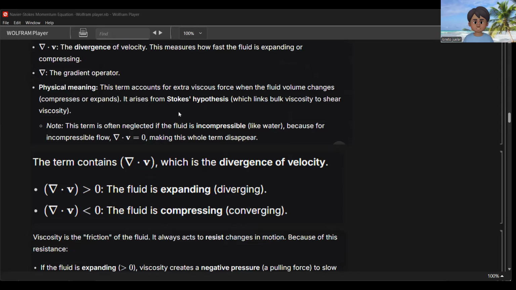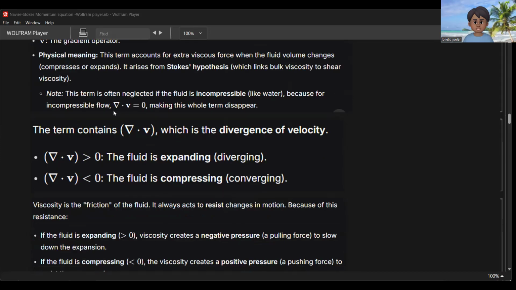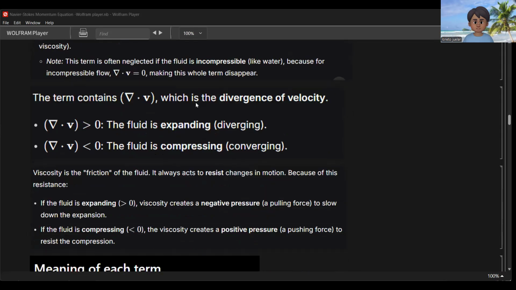It arises from Stokes' hypothesis, which links bulk viscosity to shear viscosity. This term is often neglected if the fluid is incompressible, like water, because for incompressible flow, the divergence of V is equal to zero, making this whole term vanish. For our review, if the divergence of velocity is greater than zero, the fluid is expanding. If it is less than zero, the fluid is compressing, converging.